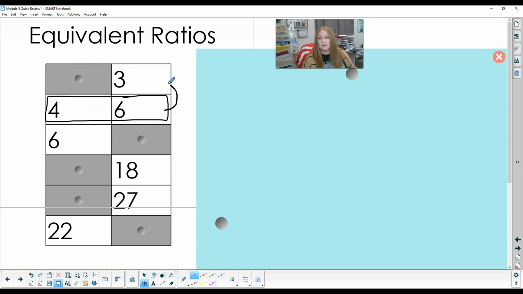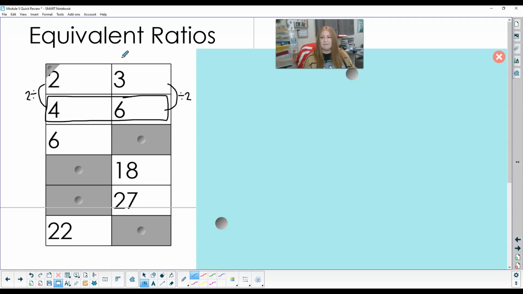So we want to ask ourselves, how did I get from 6 to 3? Well, it got smaller, and we always have to multiply and divide to make equivalent ratios. So it got smaller, so I cut it in half. I divided by 2. And what I do to one side, I have to do to the other. So I have to divide this side by 2 as well. 4 divided by 2 is 2. So this one is 2.